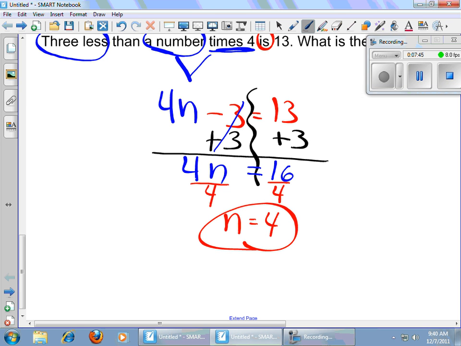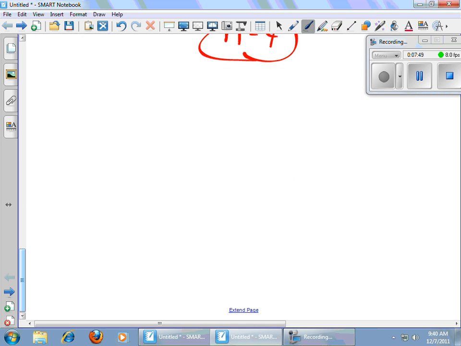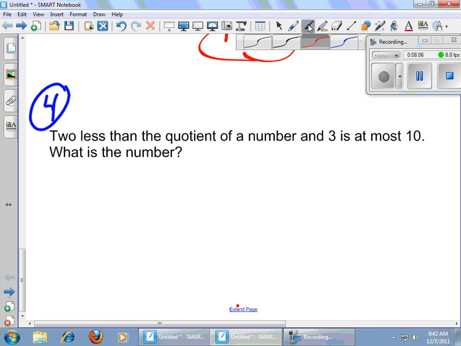All right, let's take a look at some that would end up with inequalities, like less thans or greater thans. Okay, this problem says 2 less than the quotient of a number and 3 is at most 10. What is the number? Got to be careful with this one. Okay, again, I'm going to start with my number. So my number is n.